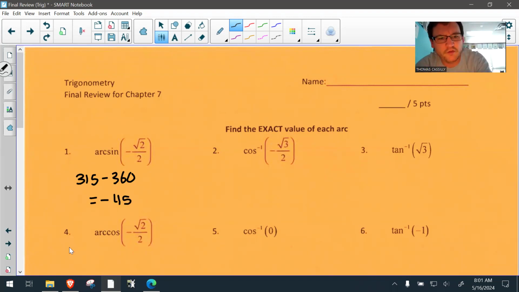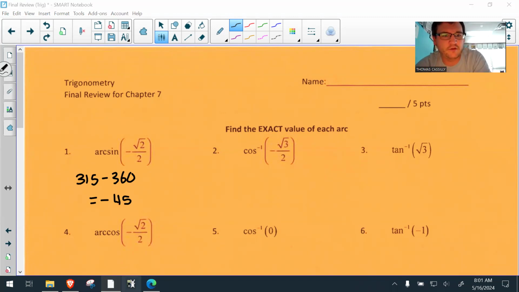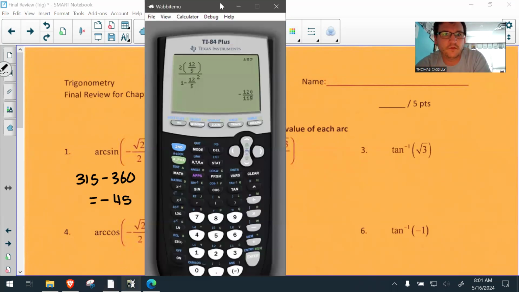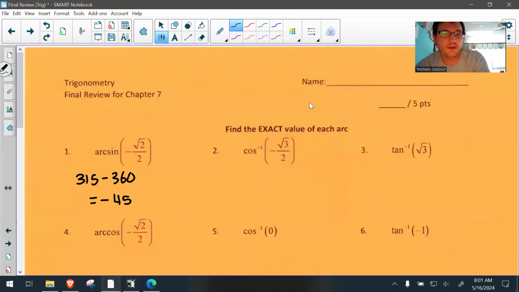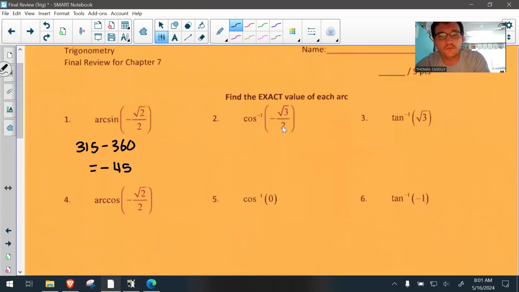So if we were to punch this into our calculator, a lot of times we say no calculator allowed in this section, but if I do punch this into my calculator, the inverse sine of negative square root of 2 divided by 2 should give us negative 45. Fingers crossed, it does. So on a lot of these, you can just punch them into your calculator and see, or just identify them on the unit circle.